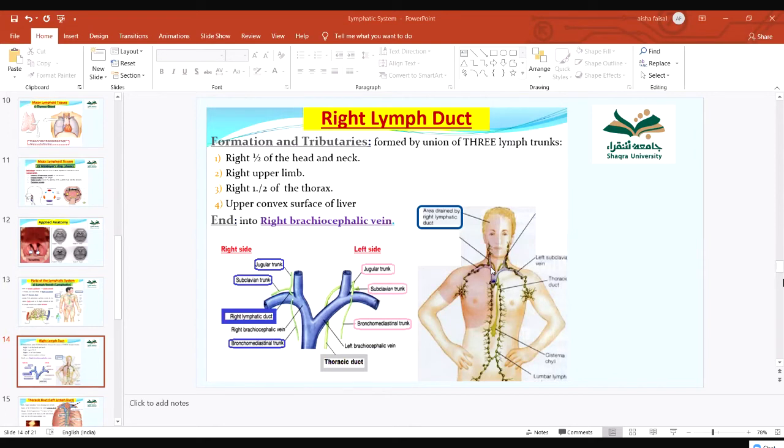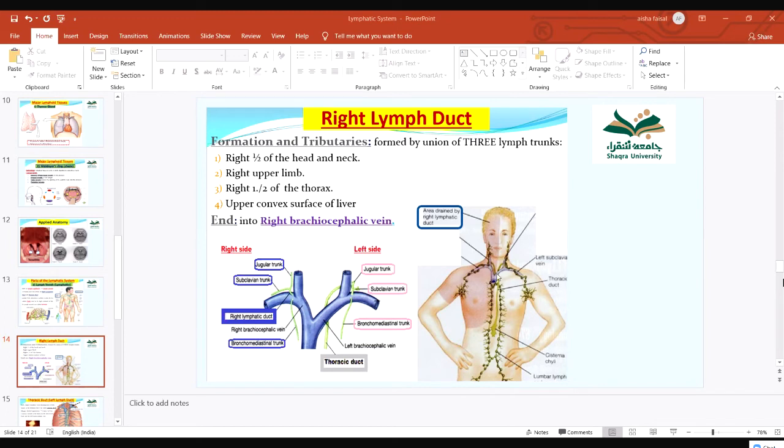Then this right lymphatic duct will open at the junction of the right jugular vein and the right subclavian vein. This is the junction where these two veins unite to form the right brachiocephalic vein. So at the junction of these two veins, your right lymphatic duct will open.